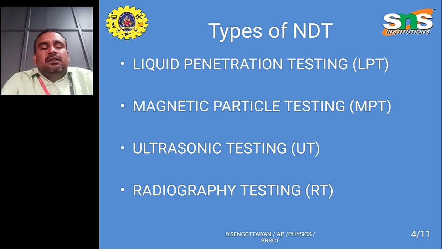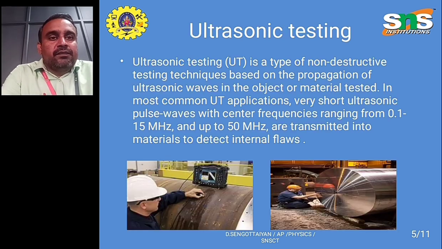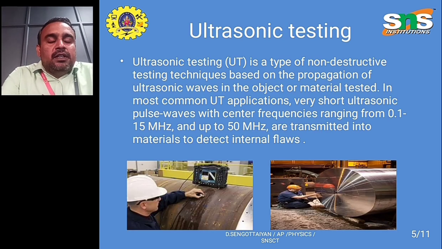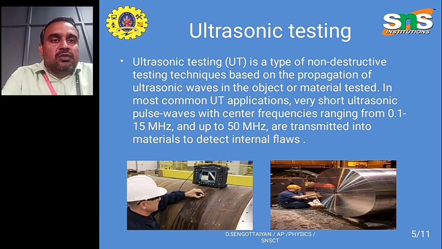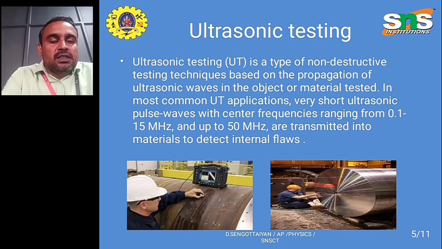Normally there are different types of NDT techniques available. That means liquid penetrant testing, magnetic particle testing, ultrasonic testing and radiography testing. So these are all different types of non-destructive testing methods. Today we are going to study ultrasonic testing by using ultrasound. We already know that ultrasonics are high frequency sound waves, that is more than 20,000 Hz.